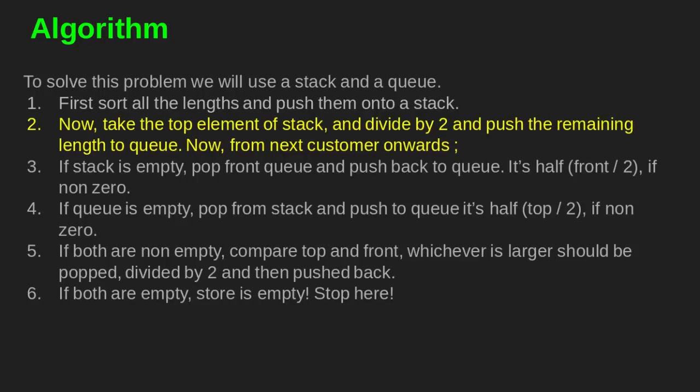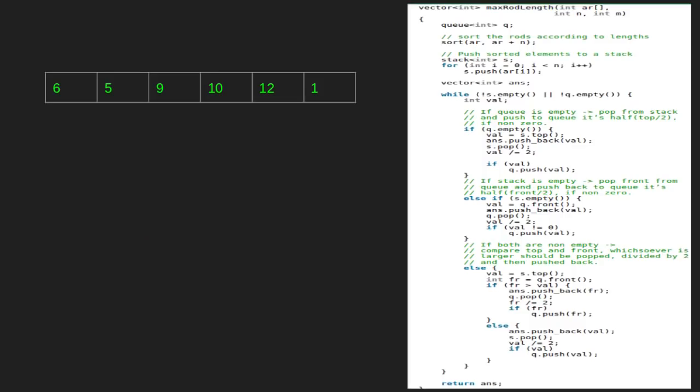Now, from the next customer onwards, if the stack is empty, pop the front of the queue and push back to the queue its half, front by 2, if non-zero. If the queue is empty, pop from the stack and push to the queue its half, top by 2, if non-zero. If both are non-empty, compare top and front. Whichever is larger should be popped, divided by 2 and then pushed back. If both are empty, stop here.